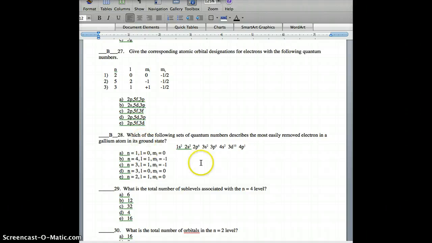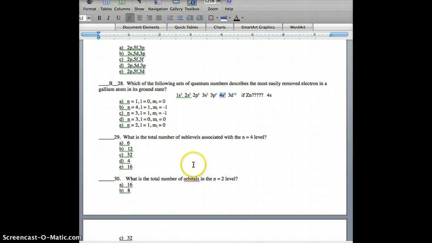A little caveat here, something you might want to remember is if we were talking instead about zinc, which electron would be the most easily removed? It would be the 4s electrons, because the electrons in the outer shell, the highest value of n, are the ones that get lost. So remember, if you've got 4s3d or 5s4d and so on, it's the s electrons that come off first.